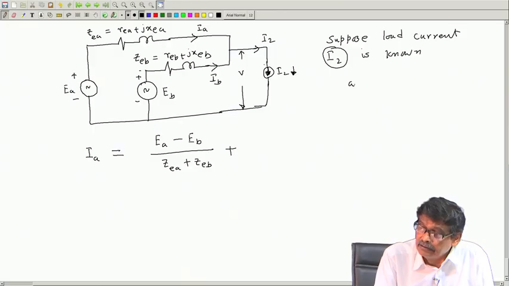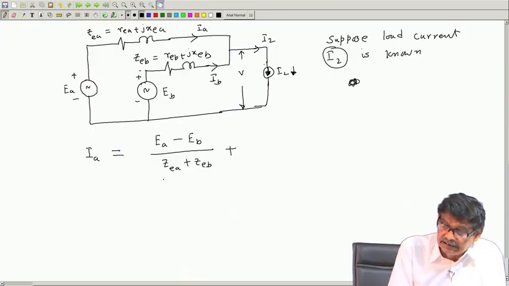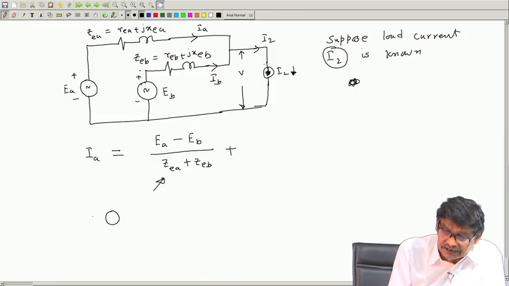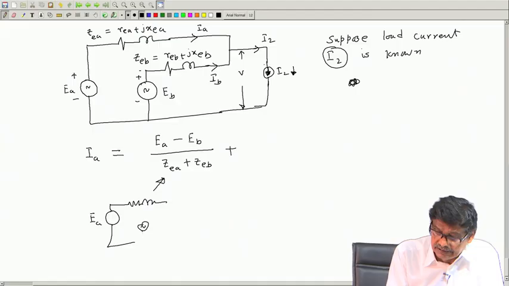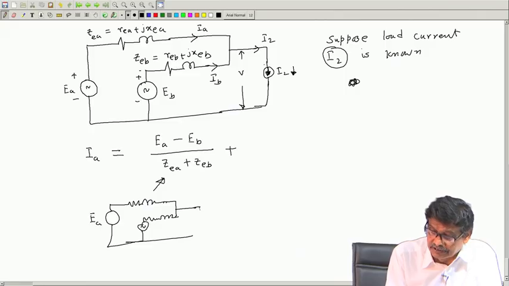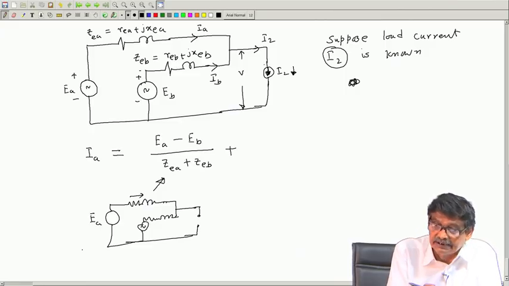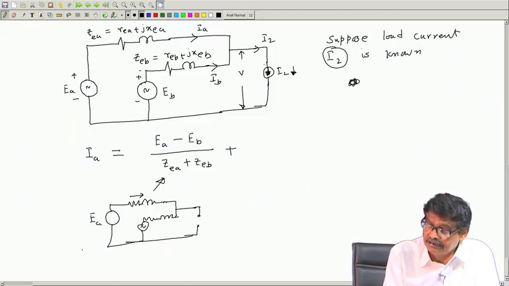Let me draw this because for me it is simple. Only these two sources are present, means this and this, and the current source is open circuit. Then calculate this current, that is what I did, EA minus EB divided by this.